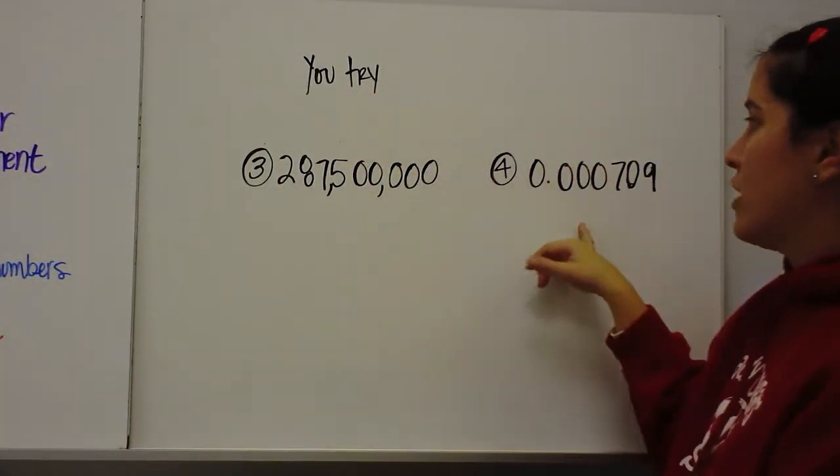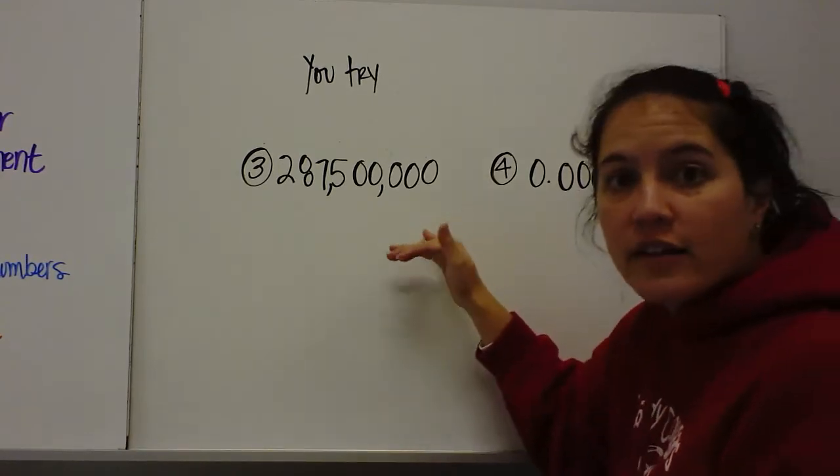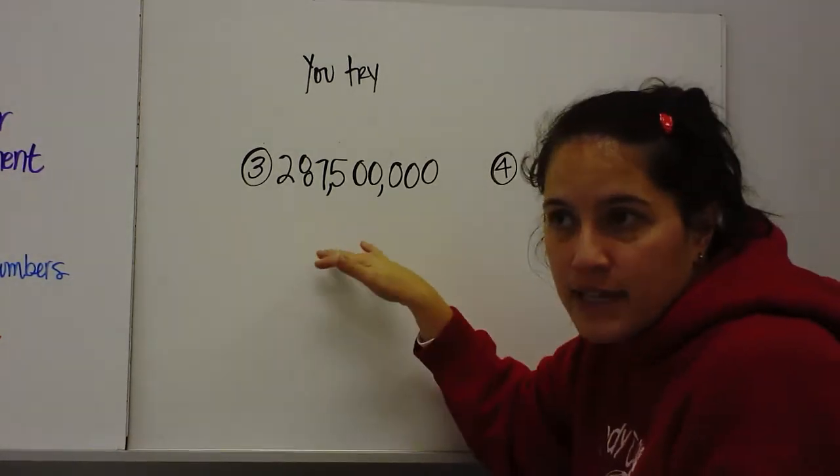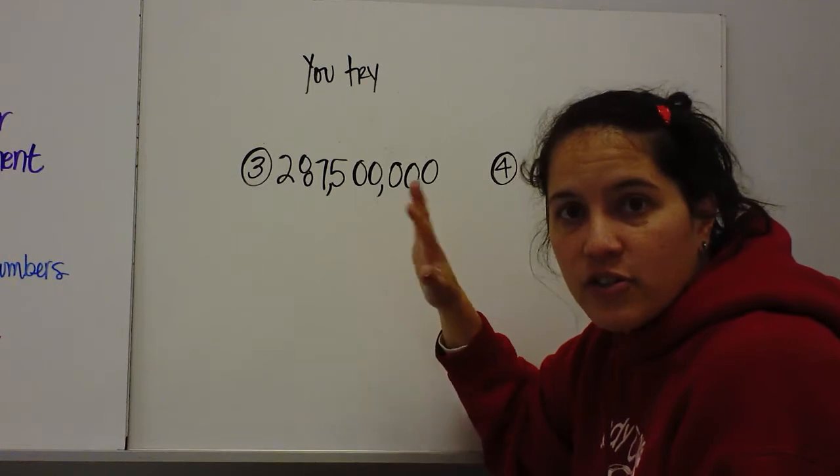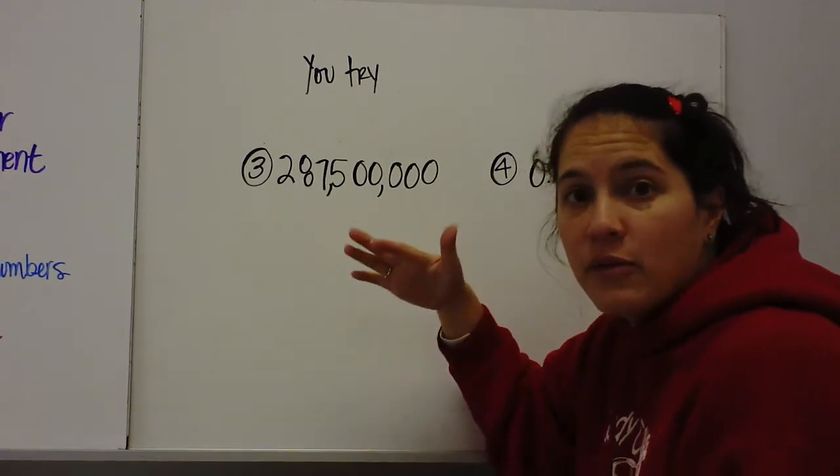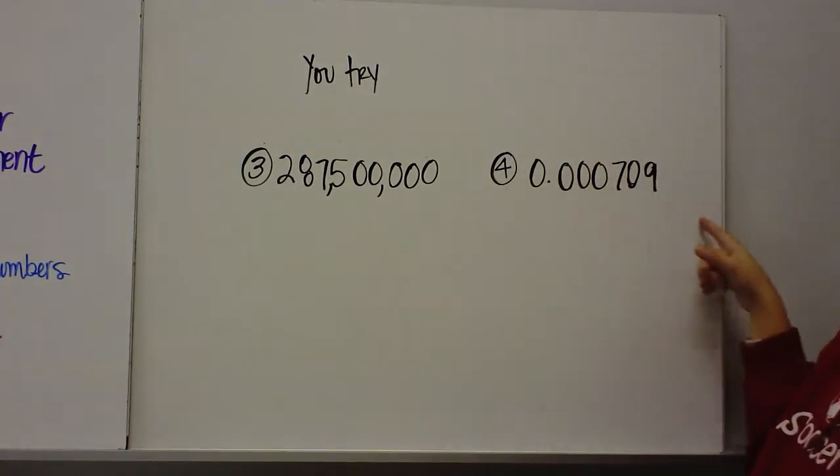So you try 3 and 4. I want you to write these in scientific notation. So copy it down, write in scientific notation, pause it, and then play when you're ready to see the answers. Number 3 and 4.